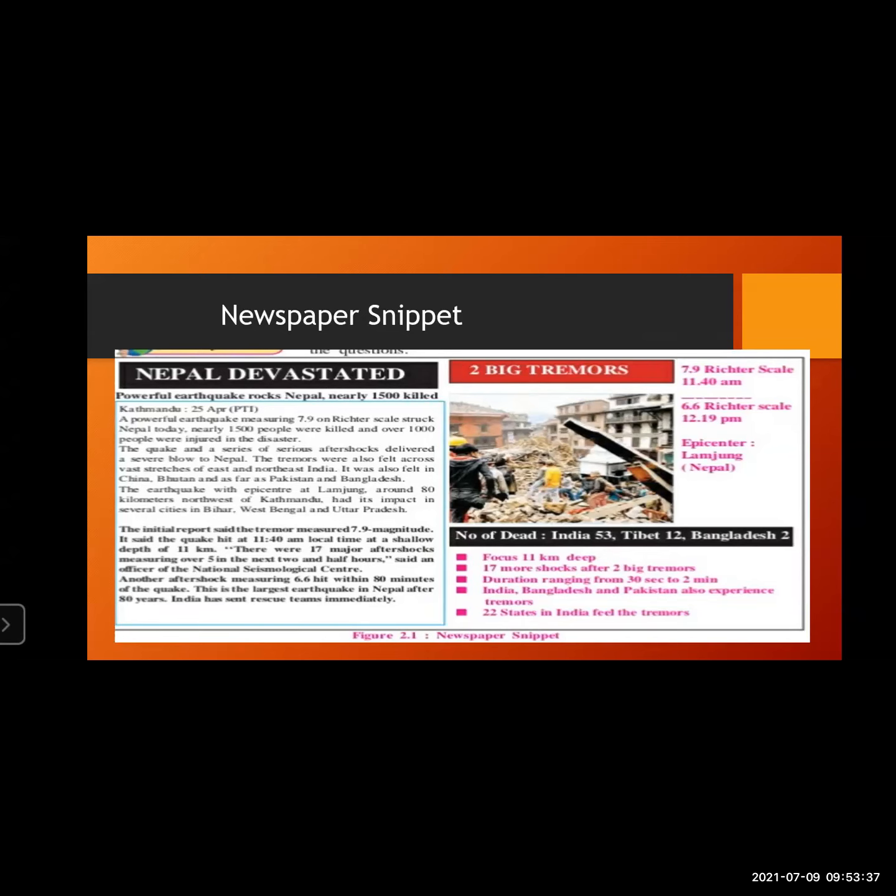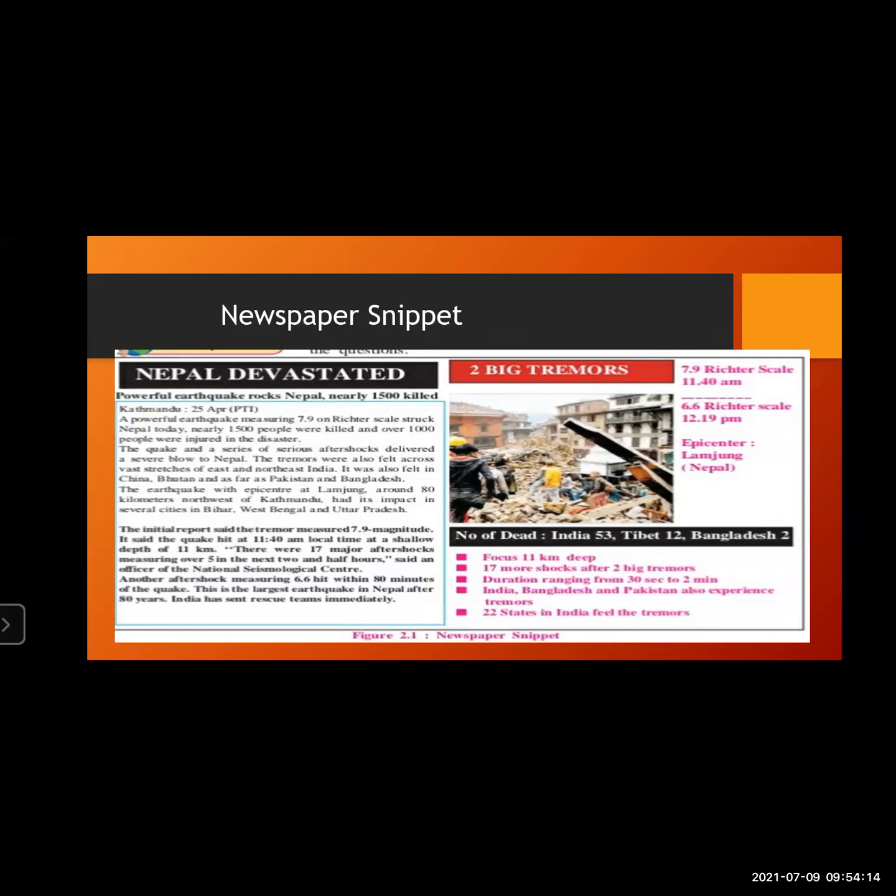Now let's go to the article. Powerful earthquake rocks Nepal, nearly 1,500 killed. Kathmandu, 25th April, PTI. So this is from the 25th April newspaper snippet. A powerful earthquake measuring 7.9 on the Richter scale struck Nepal today. Nearly 1,500 people were killed and over 1,000 people were injured in the disaster. From looking at this snippet, you will understand how dangerous the magnitude of this earthquake would have been.